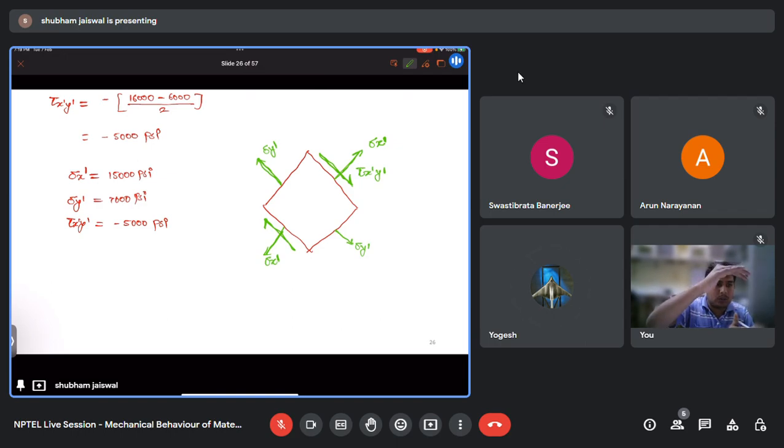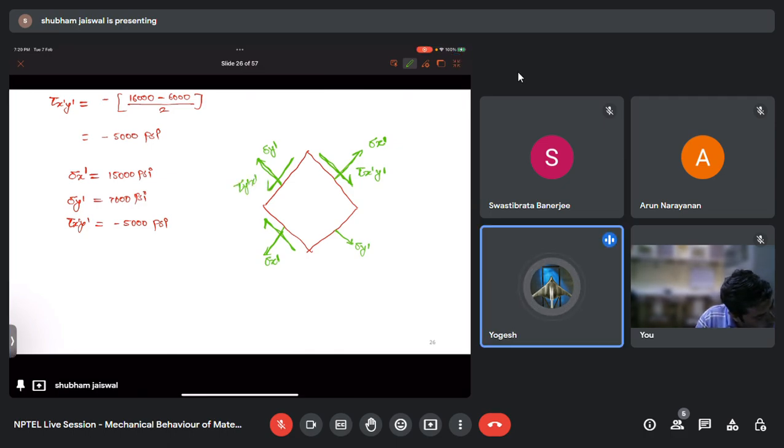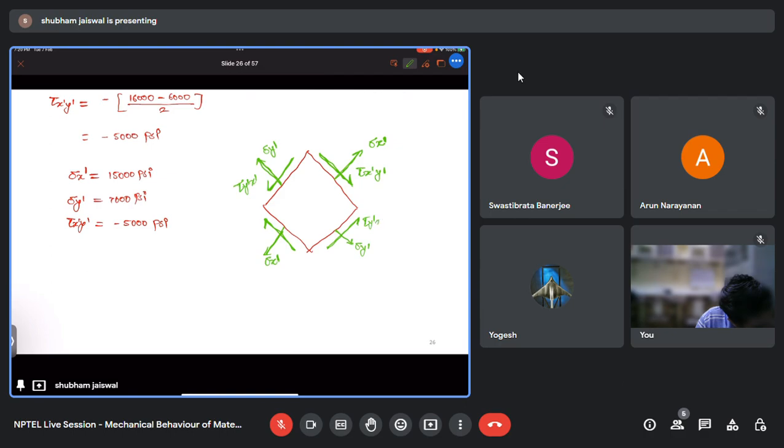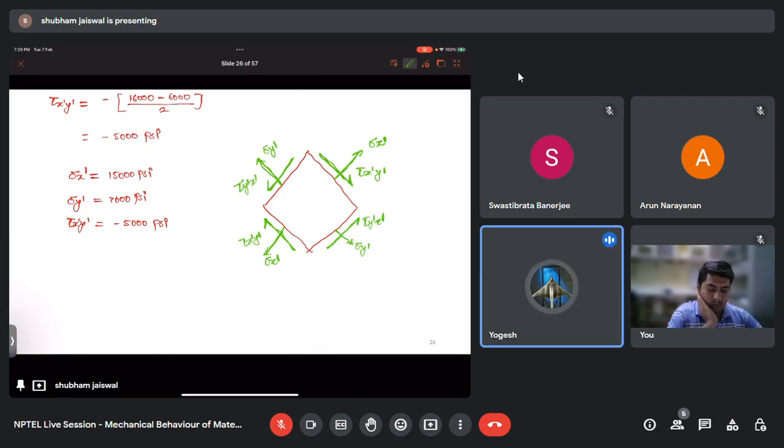So this will create some couple moment. To restrict that movement, I will have another shear stress produced from this side. It will be tau y prime x prime, and this will be tau y prime x prime. So this is the representation of the stresses that we have calculated for the element. Is it clear? Yes, sir.